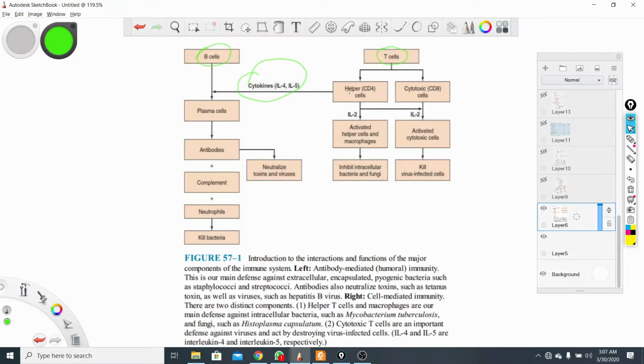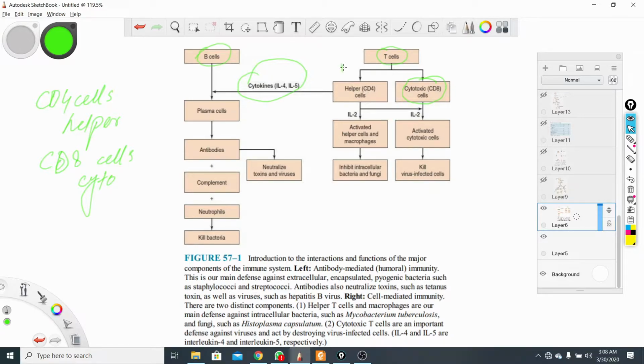Here helper CD4 cells and cytotoxic CD8 cells are produced by the T cells. These are two types of T cells. When we say CD4 cells, we are talking about the helper cells, and similarly CD8 cells are cytotoxic. What are the functions of the cytotoxic T cells? They activate the cytotoxic response, which kills the virus infected cells.